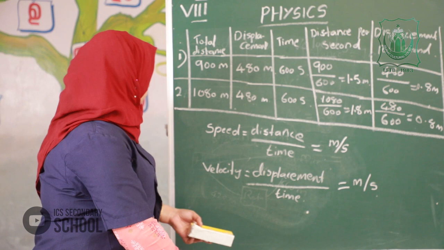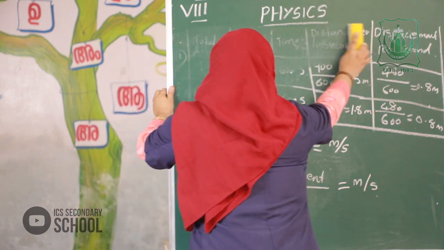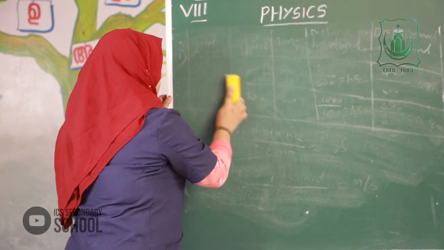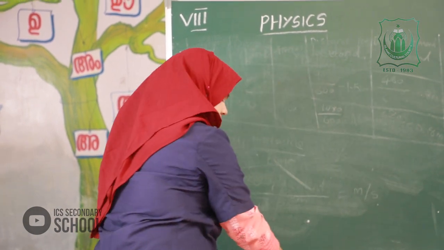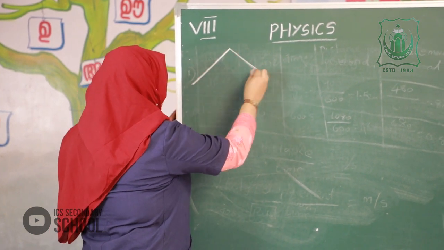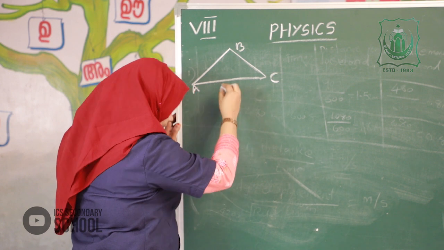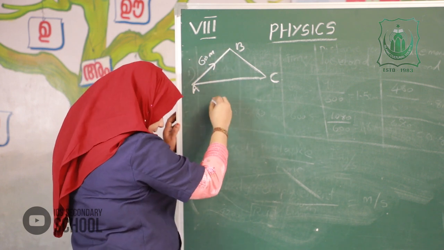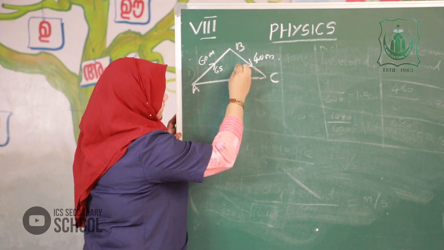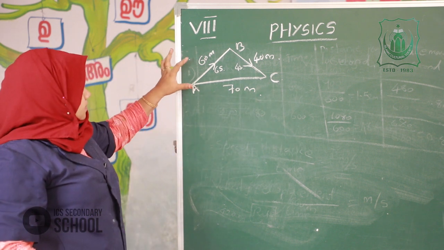Okay. Next, in your textbook there is a question. Calculate the speed and velocity of the object. What is the speed and velocity of the object?